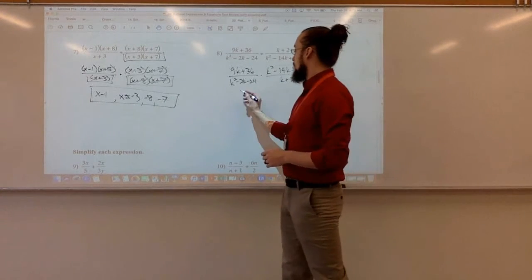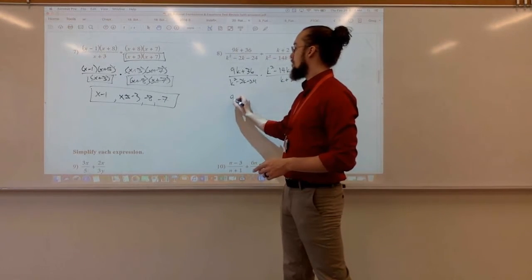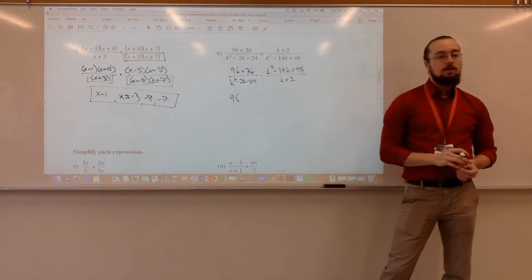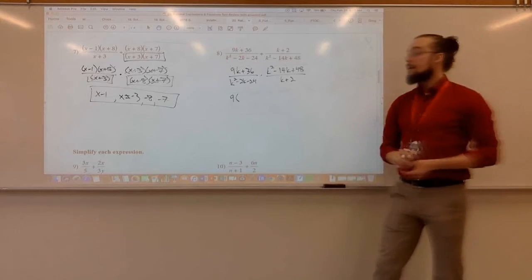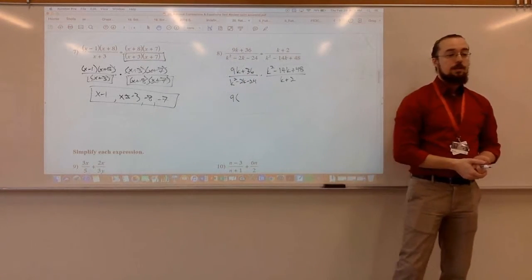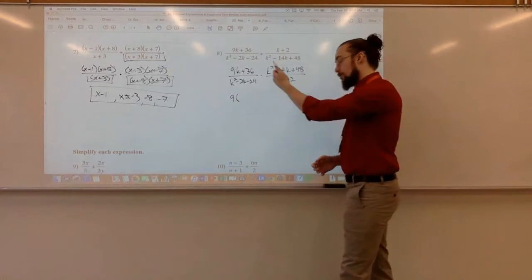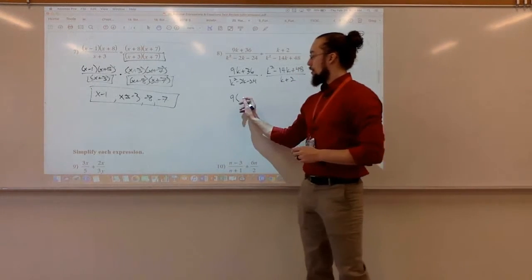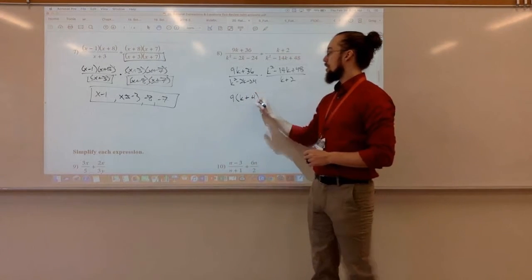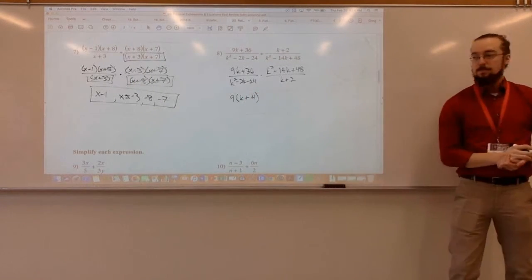I can factor, I'm saying you can factor this 9k plus 36. Right, we can take a 9 out. So we're left with k plus 4.